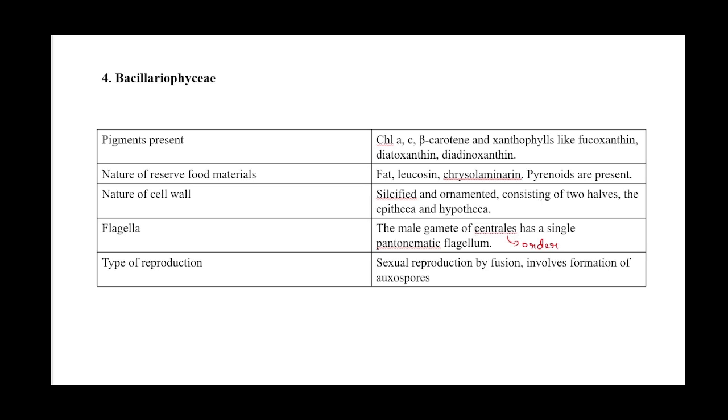The male gamete of the members of order Centrales has a single pantonematic flagellum. The type of reproduction is sexual reproduction. The sexual reproduction can happen by fusion, and it involves formation of auxospores.